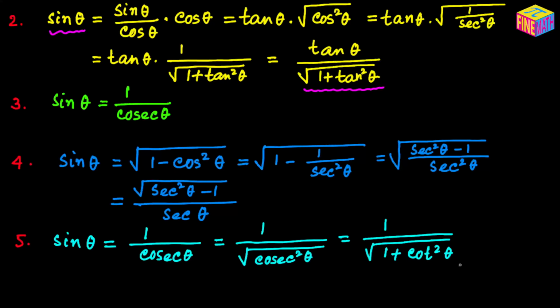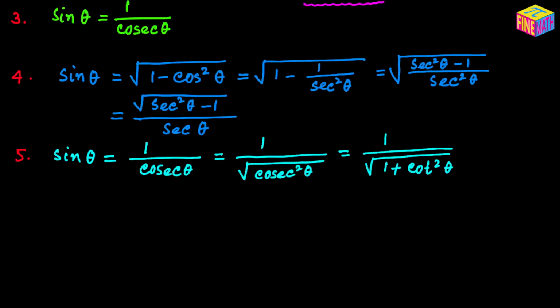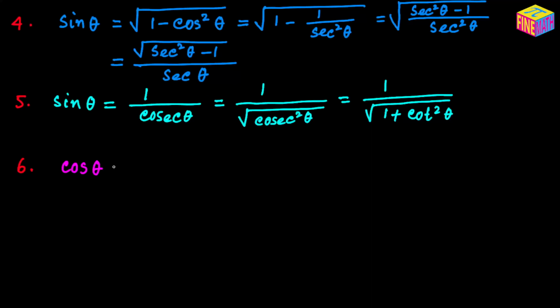So now you see our sine theta is looking very simple. In terms of cotangent of theta, it is equal to 1 over square root of 1 plus cotangent square of theta. So you can see how easily we can convert a trigonometric ratio in terms of other trigonometric ratios, right? Similarly, let's try to convert cosine of theta in terms of the other trigonometric ratios. So now we are going to do the same kind of exercise for cosine theta. First we are going to try and convert cosine theta in terms of sine theta.